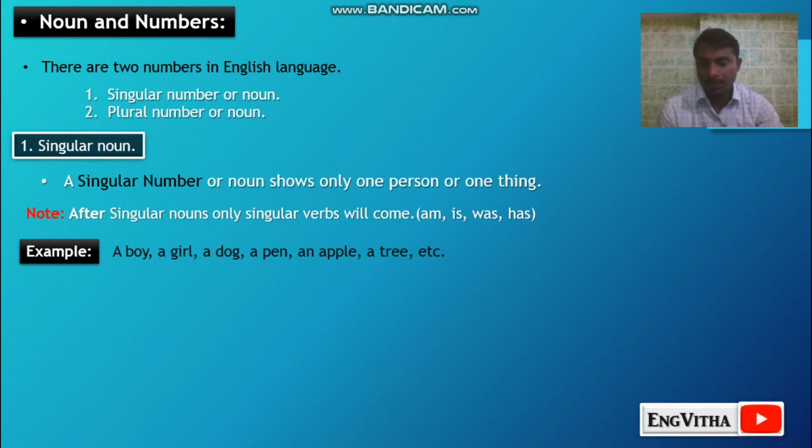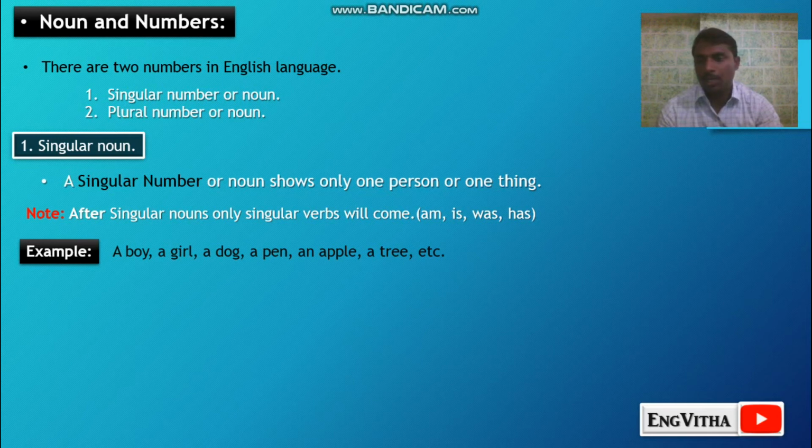These all only speak about one thing. A boy here means one boy, a girl, one girl, a dog, one dog, a pen, one pen. These all are only one element, one thing. So a singular noun speaks about only one thing.